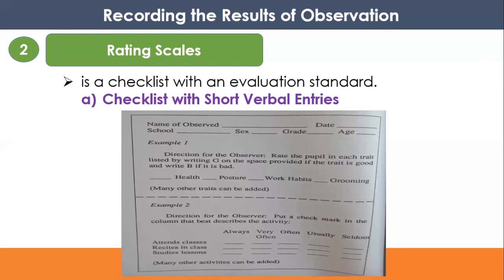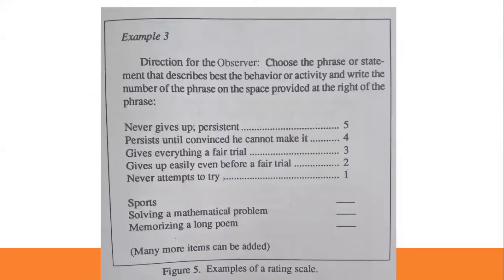And another, you have there example number three. This is still an example of a rating scale. Direction for the observer, choose the phrase or statement that describes best the behavior or activity and write the number of the phrase on the space provided at the right of the phrase. So never gives up, persistent, that's 5. Persistent until convinced he cannot make it, rating of 4. Gives everything a fair trial, so you rate the child 3. Gives up easily even before a fair trial, that's 2. And never attempts to try, so that's going to be a rating of 1. So you have there the items: sports, solving a mathematical problem, and memorizing a long poem. Okay, so that is an example of a rating scale checklist.